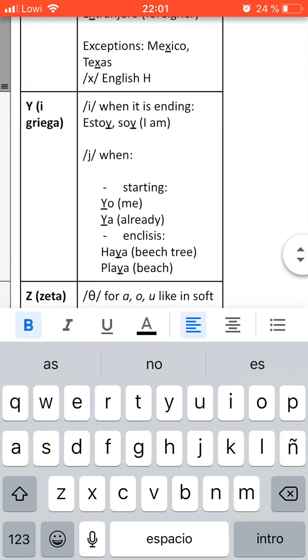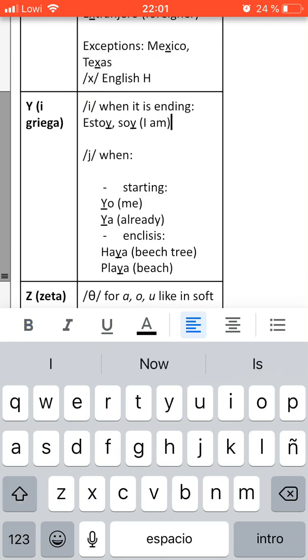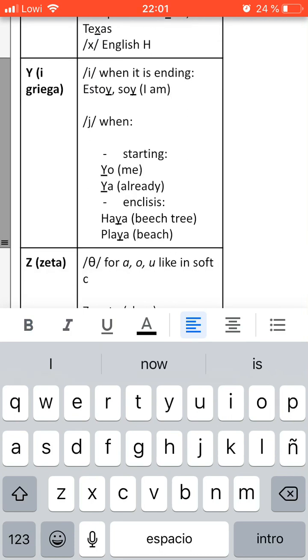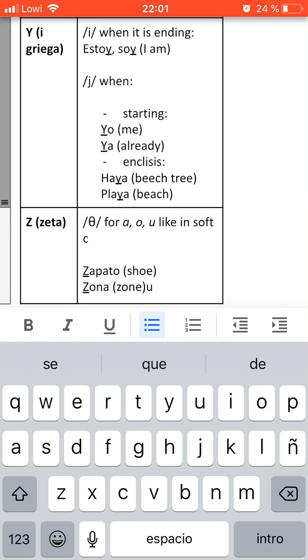Now we have the letter Y. In Spanish it is called Y. We pronounce it like a normal I when it ends a word, like in estoy or soy, meaning I am. It's pronounced like a letter J when it starts a word, like in yo, which means me, and ya, which means already. You can notice the J sound. Or when it goes in an enclisis between two vowels: haya, which means beech tree, and playa, which means beach.